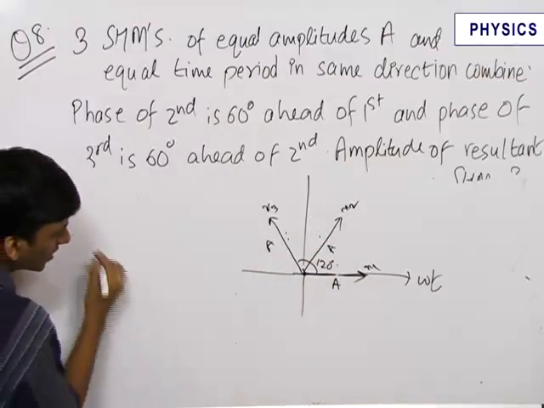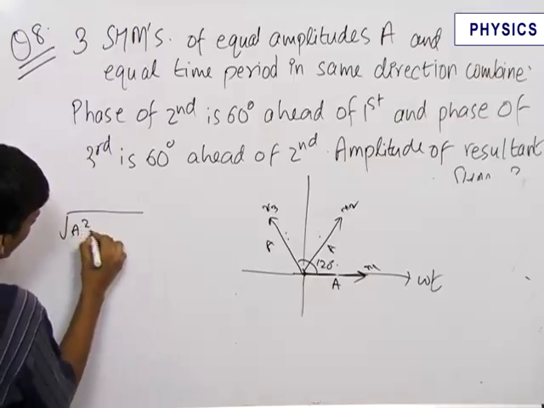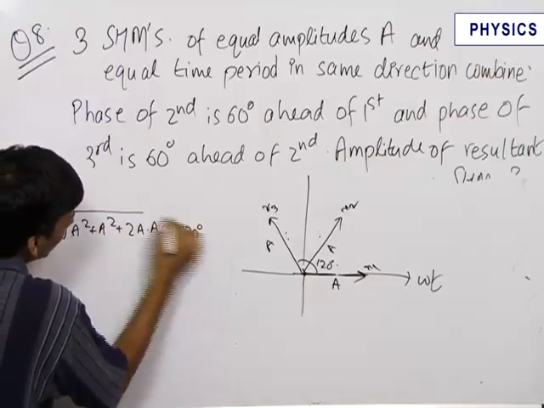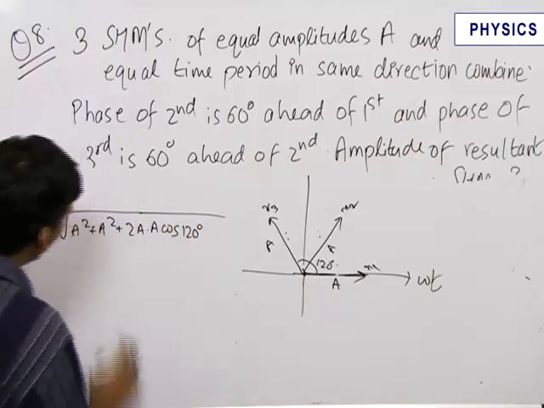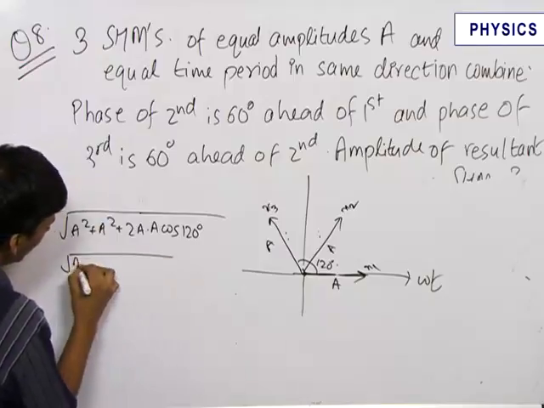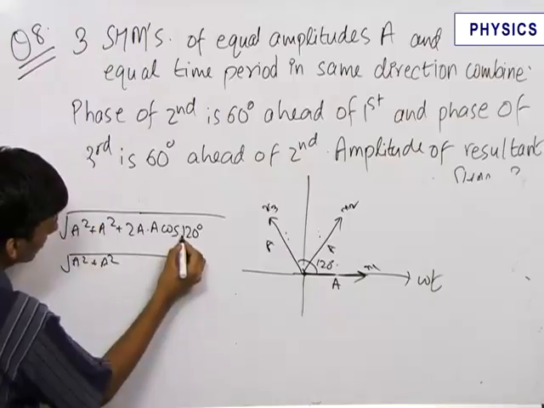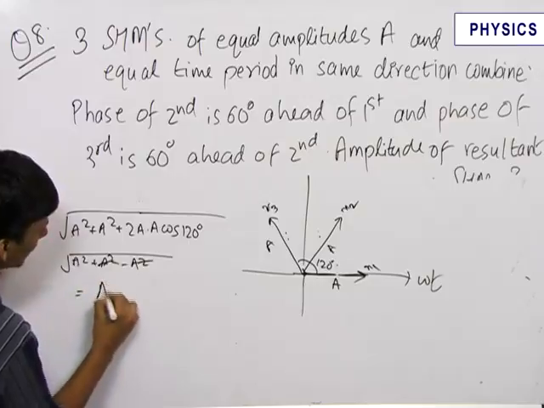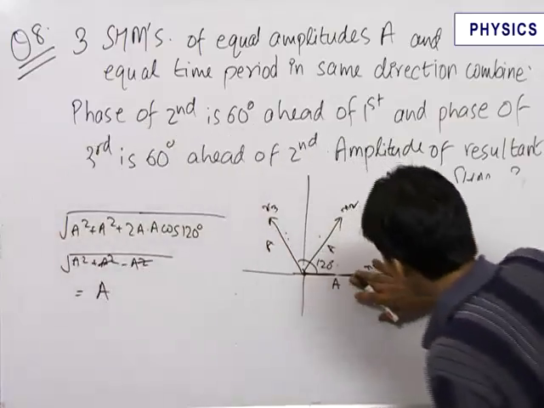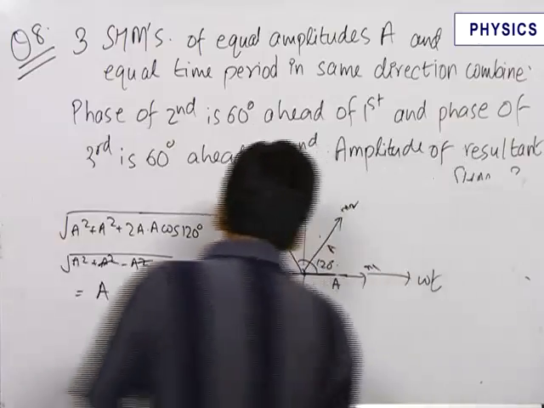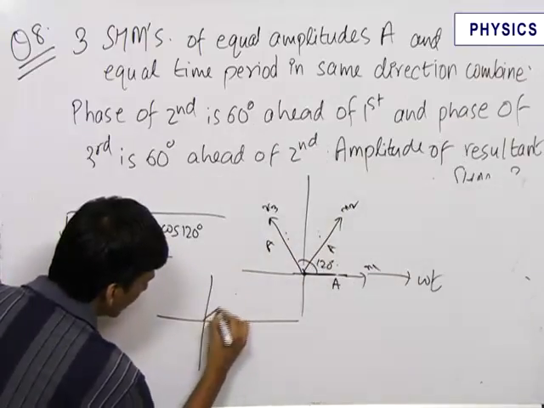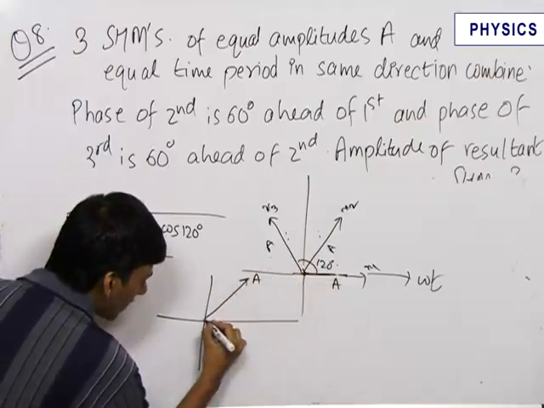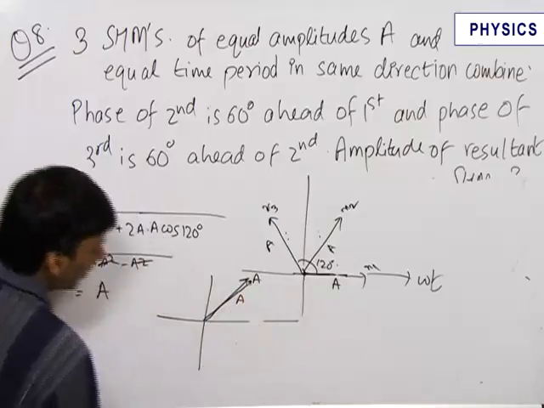Let us find out the magnitude of the resultant. That comes out to be root over a square plus a square plus 2a times a cos 120 degrees. Cos 120 degrees becomes minus half, so this becomes minus a square. So this a square gets cancelled with this a square to give us a. So these two vectors can now be replaced. Let me redraw it. So the system becomes a vector of magnitude a which was already there, and the resultant of these two vectors is again a vector of magnitude a in this direction.